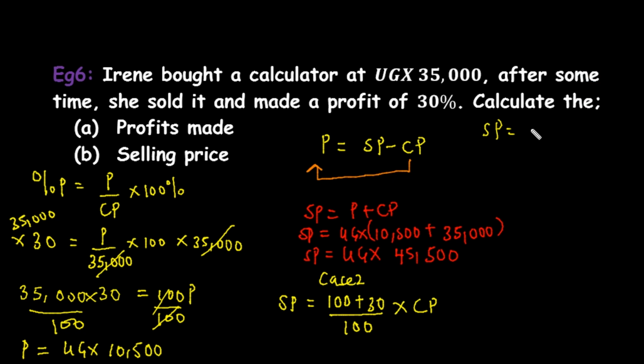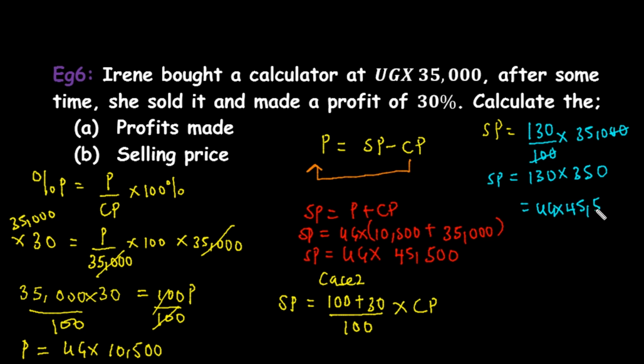130 out of 100 times 35,000. Is that okay? So these two zeros we will cancel with that, and we shall have selling price is equal to 130 times 350. So the answer is 45,500, which is equal to that.